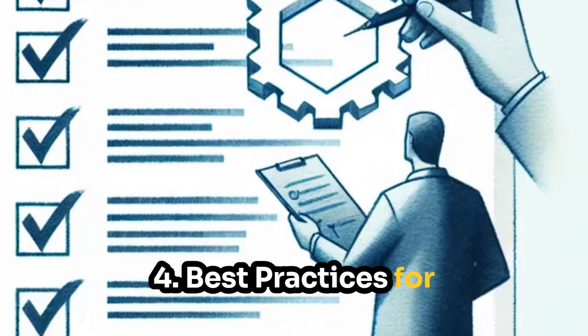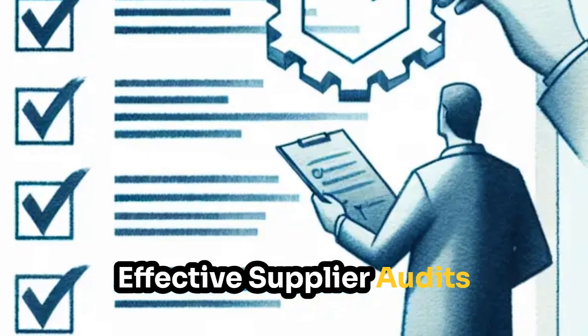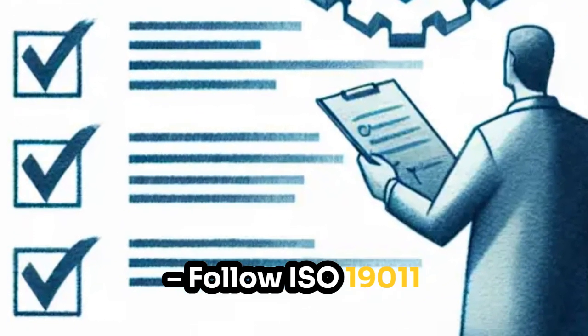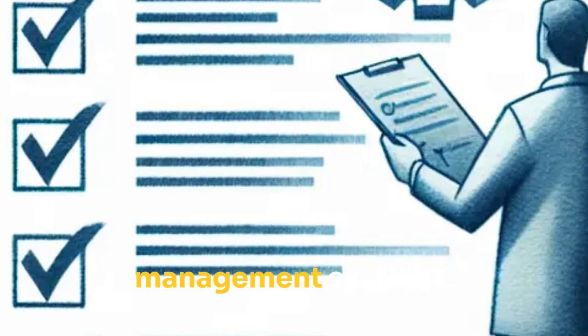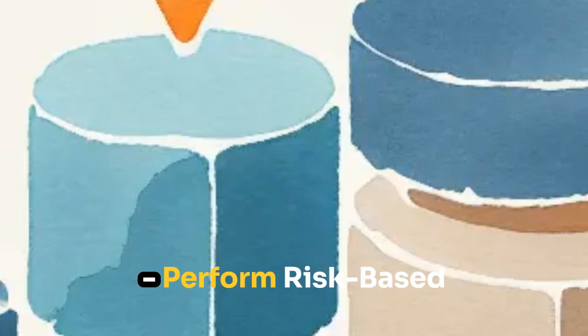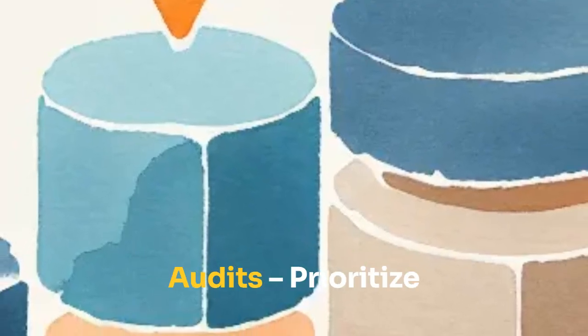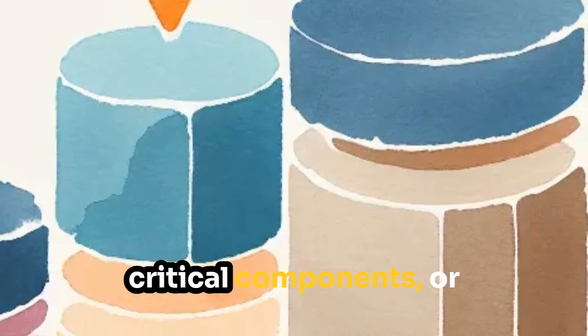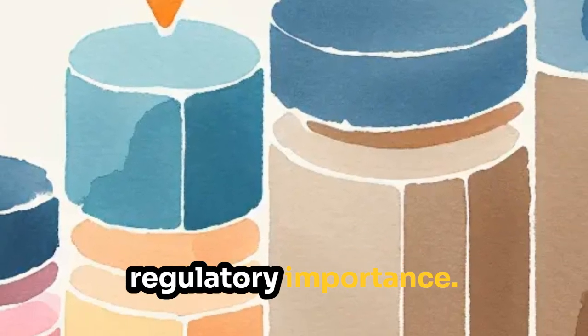4. Best practices for effective supplier audits. Use a structured audit framework. Follow ISO 19011 guidelines for auditing management systems. Perform risk-based audits. Prioritize high-risk suppliers based on past performance, critical components, or regulatory importance.